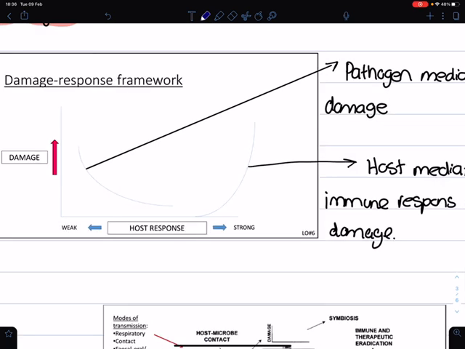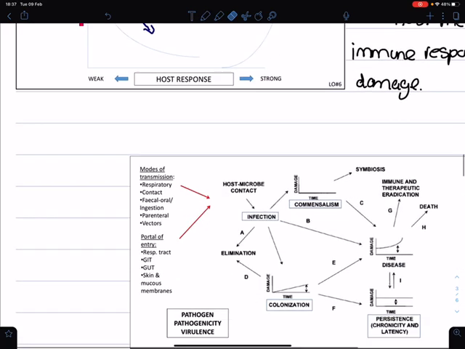So yeah, you can see the graph going down here. This is pathogen-mediated, where the graph goes up here, this is host-mediated, where the body sees there's a problem and mounts a response so strong that it causes damage to the tissue. Okay.